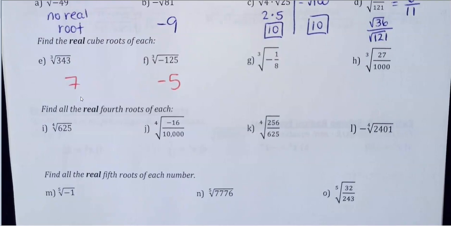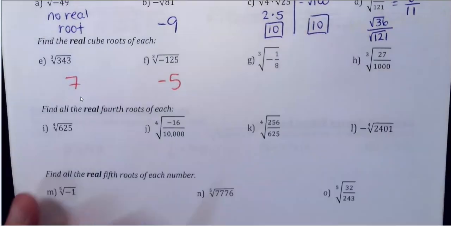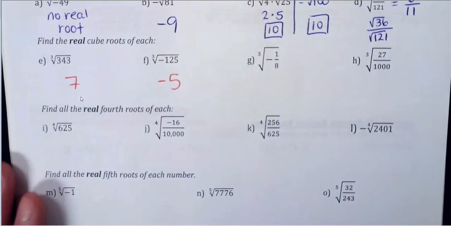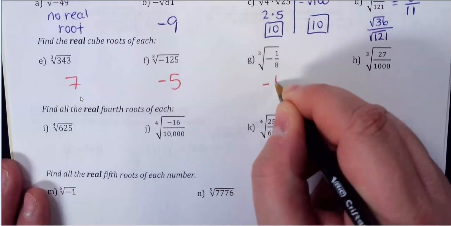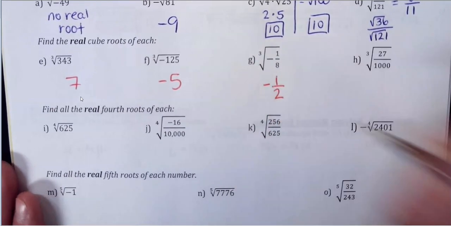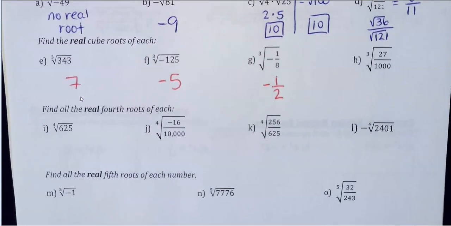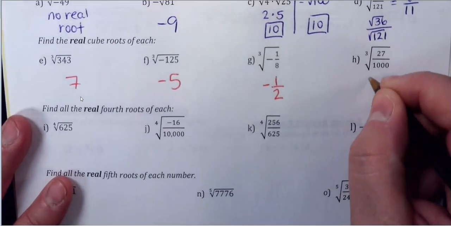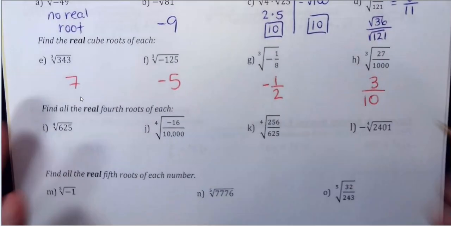Okay, the third one, kind of tricky. I have the cube root of negative 1/8. Can I do that one? Yes, 1 under any root is just going to be equal to 1. Since this is negative, this would just be negative 1. The cube root of 8 is 2. So this would be negative 1/2. What about the cube root of 27 over 1,000? 3/10. Good. Cube root of 27 is 3. Cube root of 1,000 is 10. All right, now I'm going to move on.